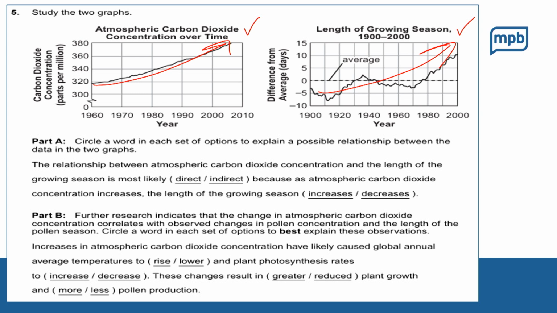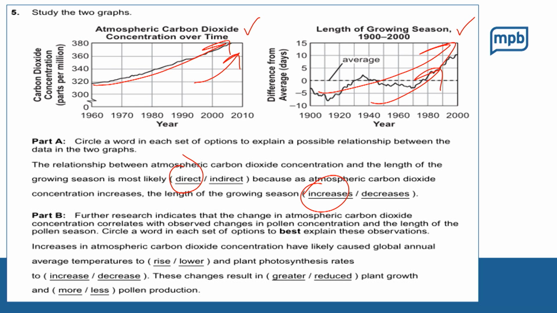So the relationship between atmospheric carbon dioxide concentration and the length of the growing season is most likely direct. You see how they both go up in the same way there? Because as atmospheric carbon dioxide concentration increases, the length of the growing season increases as well, right? Anytime you see a graph, you kind of want to do that. If you can find a relationship or a trend, like what I just did, I could see that this was going up and I could see that this one's going up. If you can find those trends, that's something you want to look for kind of quickly, okay?